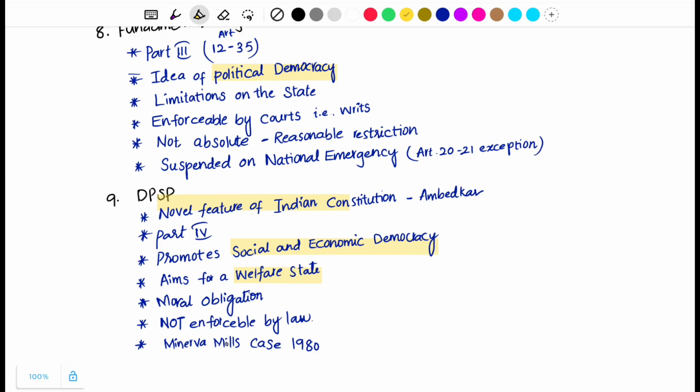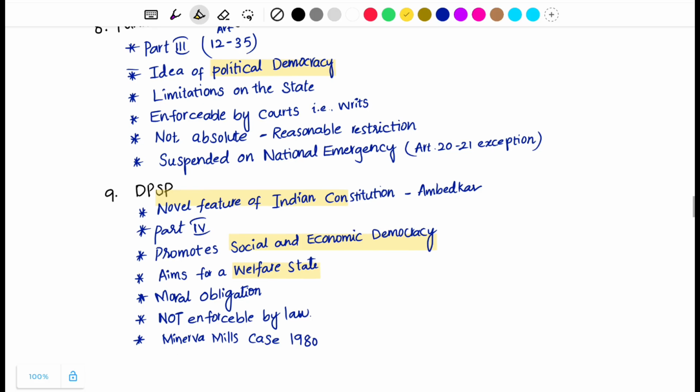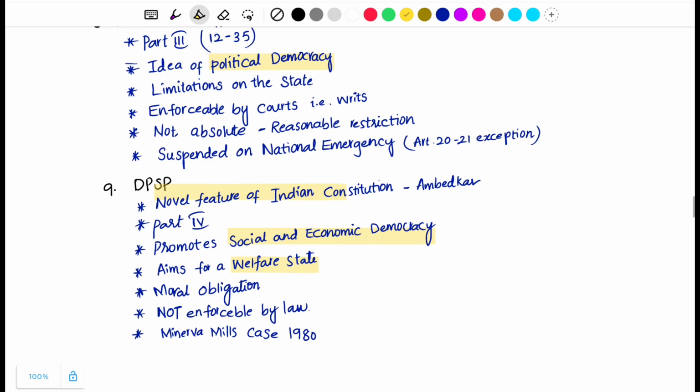There is a famous case called the Minerva Mills case. While discussing the landmark judgments, we will discuss it deeply, but for time's sake, for now, let's say that in the Minerva Mills case, the Supreme Court opined that there is a fine balance between the fundamental rights and the DPSP in the Constitution. The Indian Constitution is founded on the bedrock of the balance between the fundamental rights and the directive principles. The Honorable Supreme Court opined this in the Minerva Mills case of 1980.